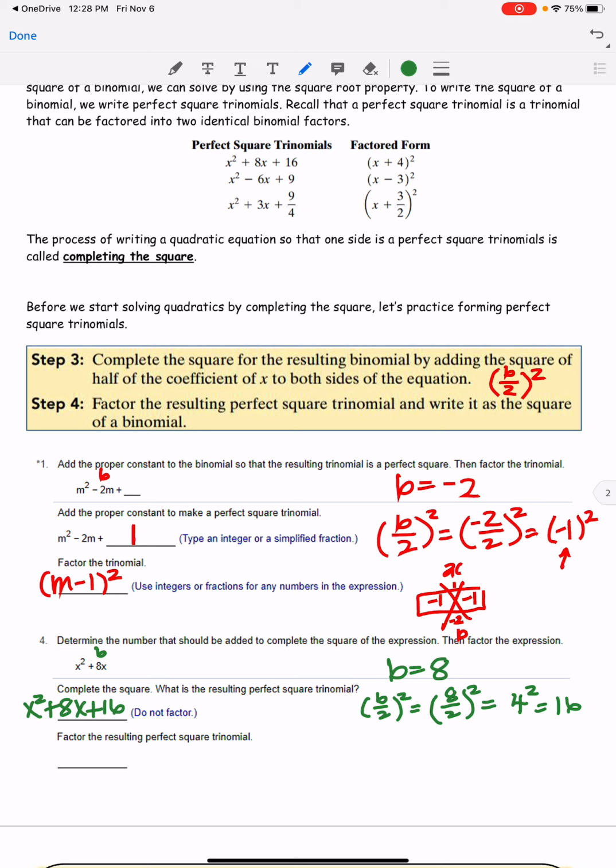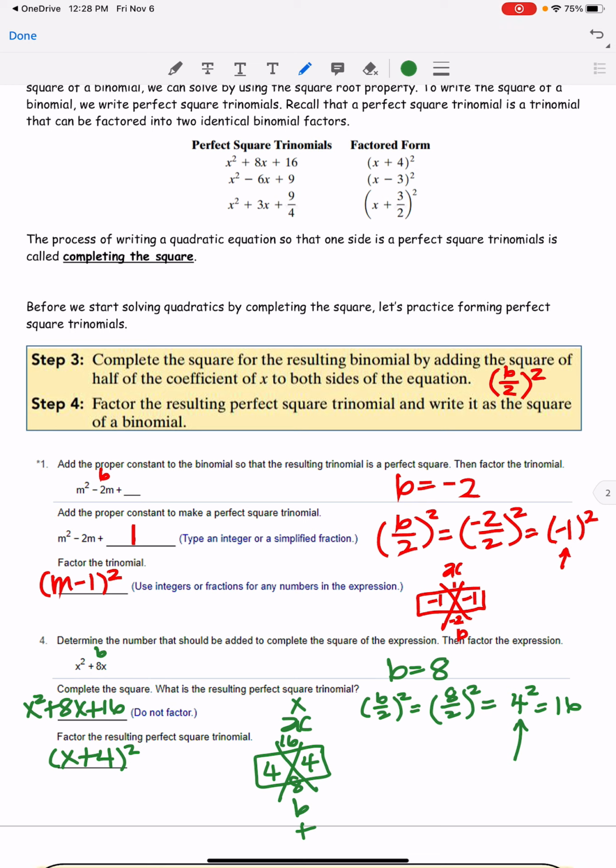Now factor it. So my a times c is 16. My b term is 8. What adds up to 8 and multiplies to 16? And that's 4 and 4. So this becomes x plus 4 quantity squared. And again, if you notice, it's the number right before we squared it. Okay, that's how it's always going to end up.